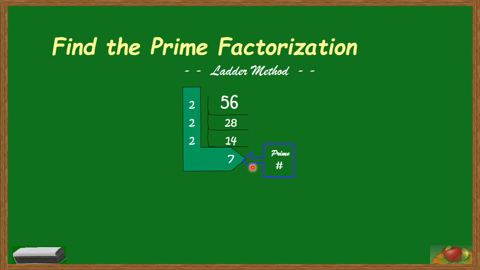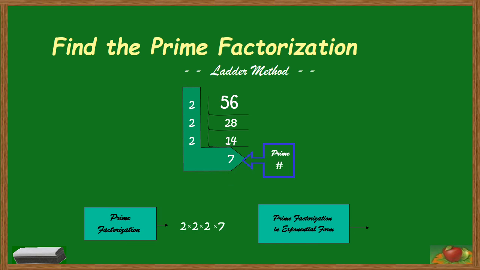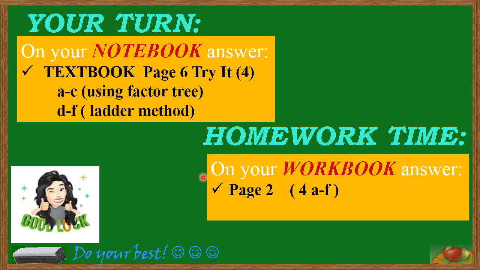So what is the prime factorization of 56? We can have 2 times 2 times 2 times 7. In exponential form, we have 2 cubed times 7. Got it, right, class?